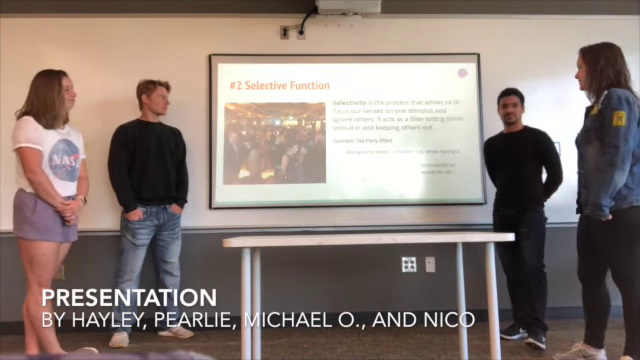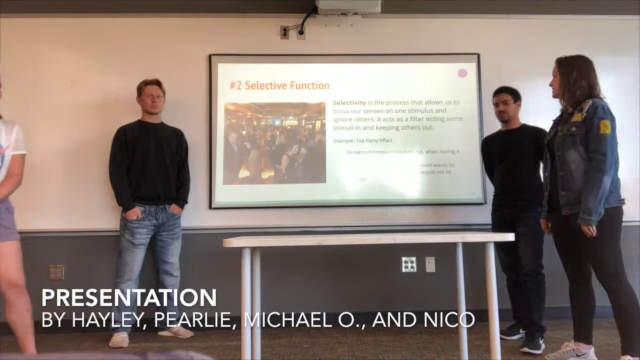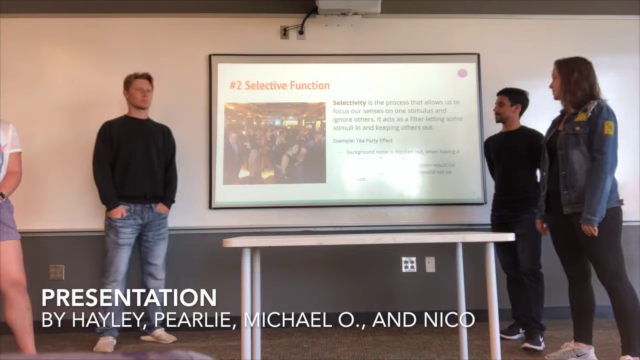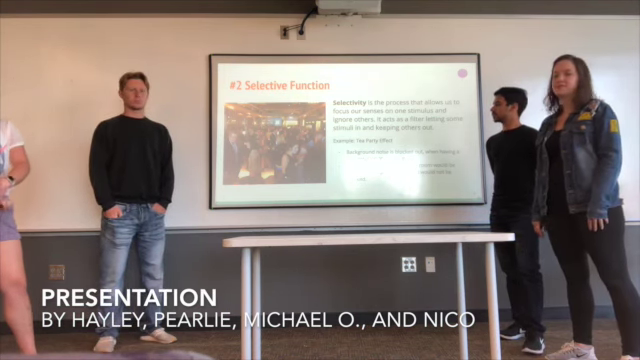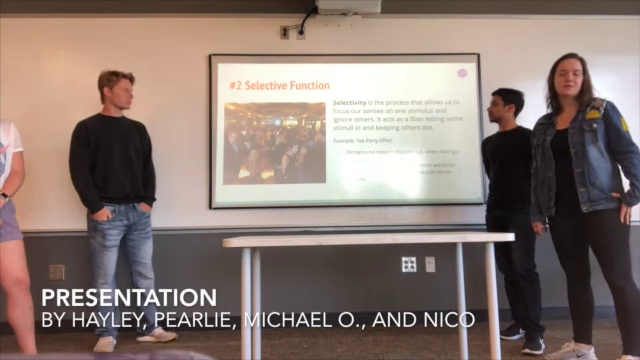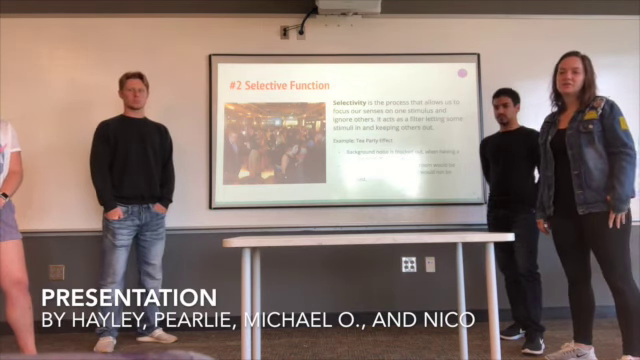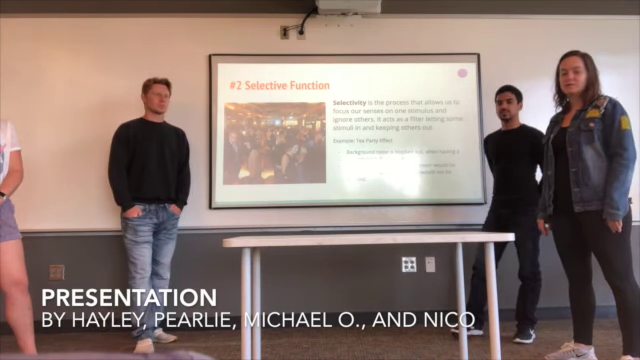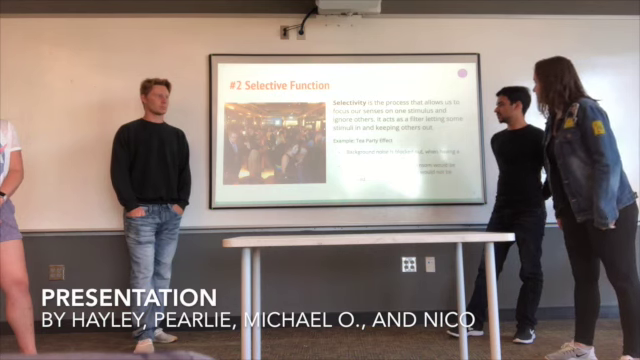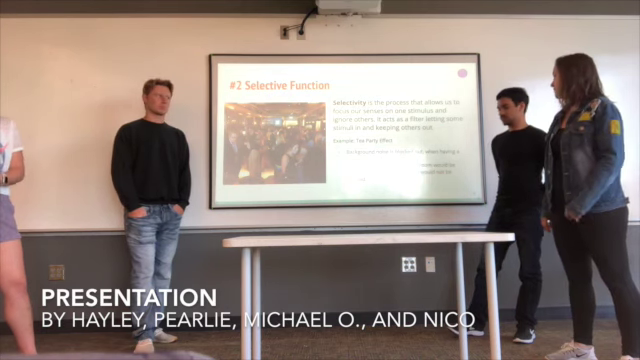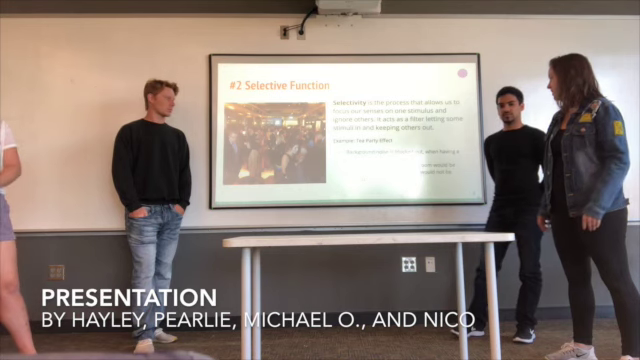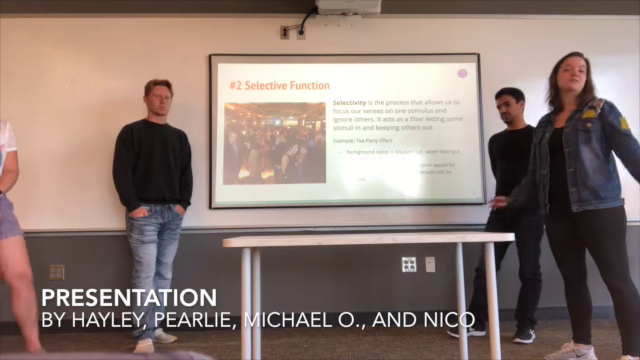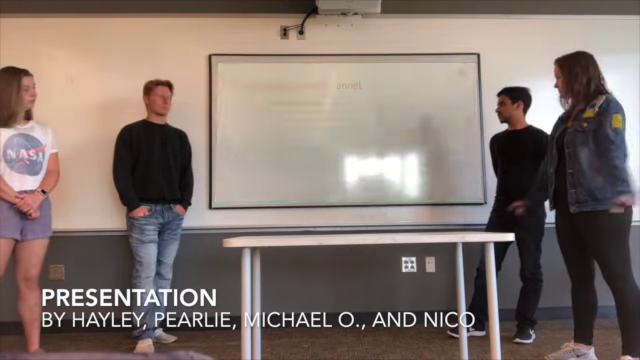And the second one is the selective function. Selectivity is the process that allows us to focus our senses on one stimulus and ignore others. It acts as a filter, letting some stimuli in and keeping others out. It's like selective hearing, like when you only hear what you want to hear, or if there's a lot of noise happening and you hear your name being called in a crowded room, which goes into the Tea Party effect, where background noise is blocked out when you're having a conversation at a large event, so you're only focusing on that conversation and not all of the other stimuli around you.